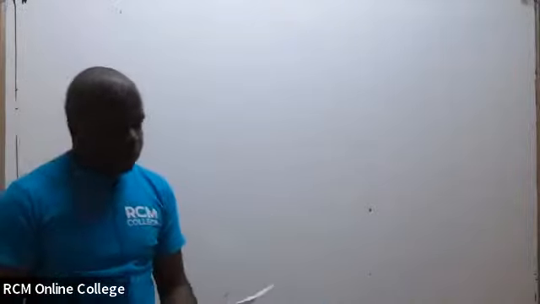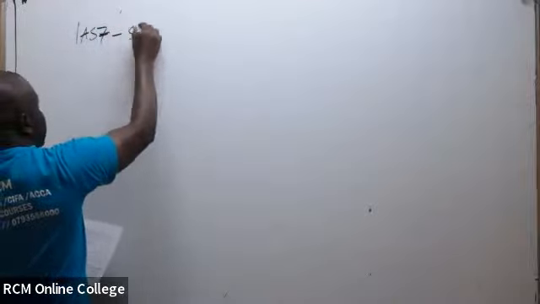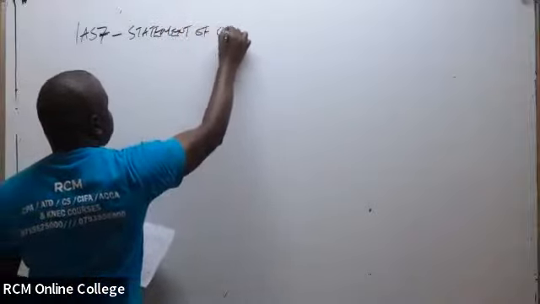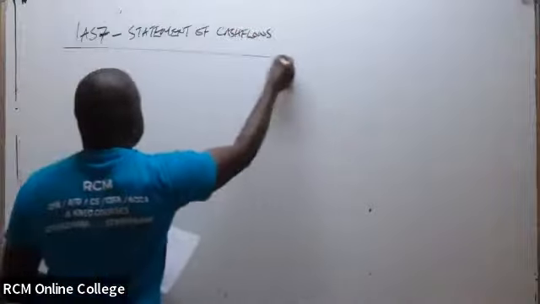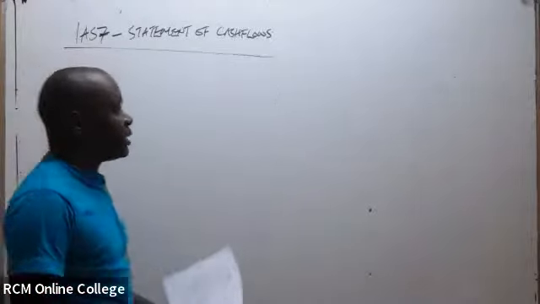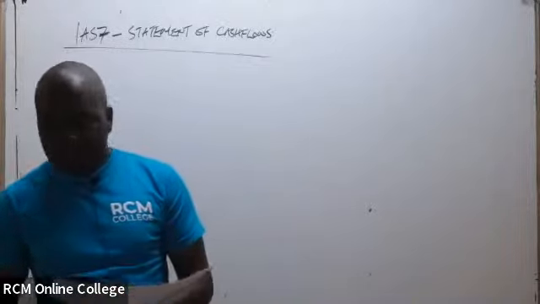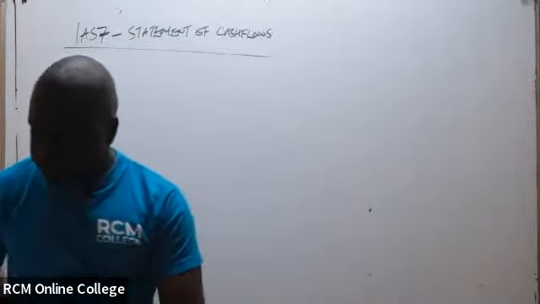So I want us now to change gears a bit in the remaining minutes. I want us to look at International Accounting Standard number 7. This is what? Statement of cash flows. You can write this: IAS 7, statement of cash flows.